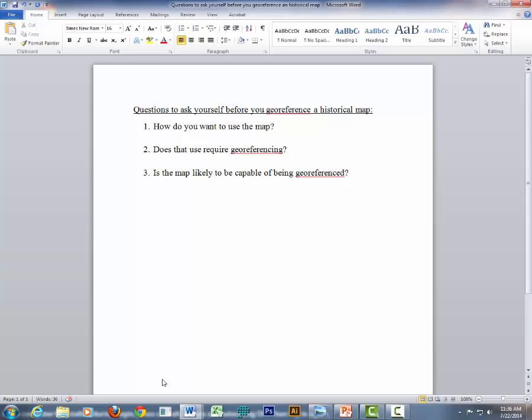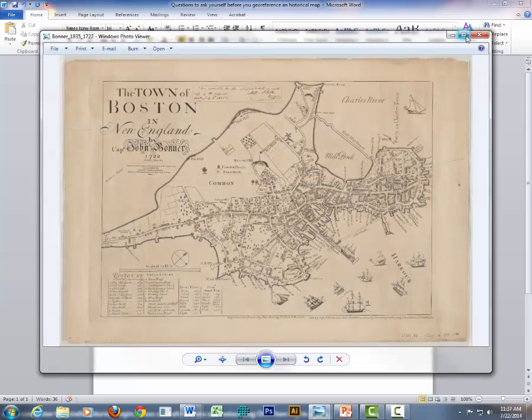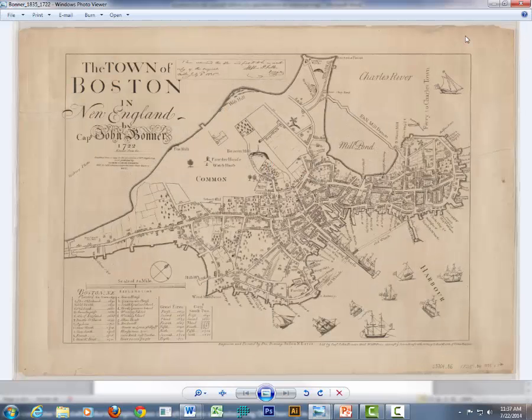You should ask yourself every time, first, how do you want to use the map that you plan to georeference? Secondly, does that use require georeferencing? And third, is the map likely to be capable of being georeferenced? Let me answer these questions in reference to the map that you are going to be georeferencing.